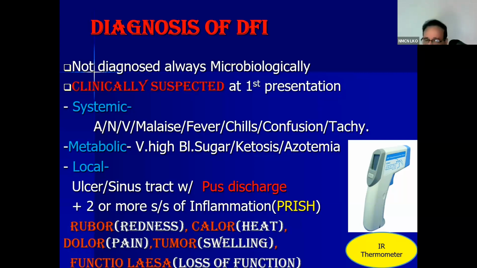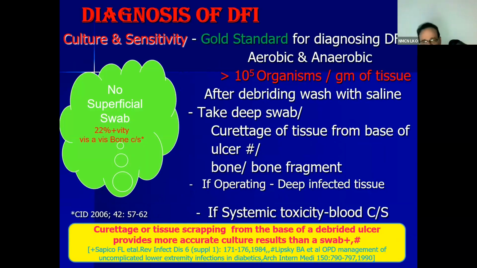And if two or more signs of inflammation, which we remember by the acronym PRISH, that is redness, heat, pain, swelling, or loss of function, are there, then there are chances that there is a diabetic foot infection. But there is no doubt that the gold standard for confirming diabetic foot infection is culture and sensitivity.